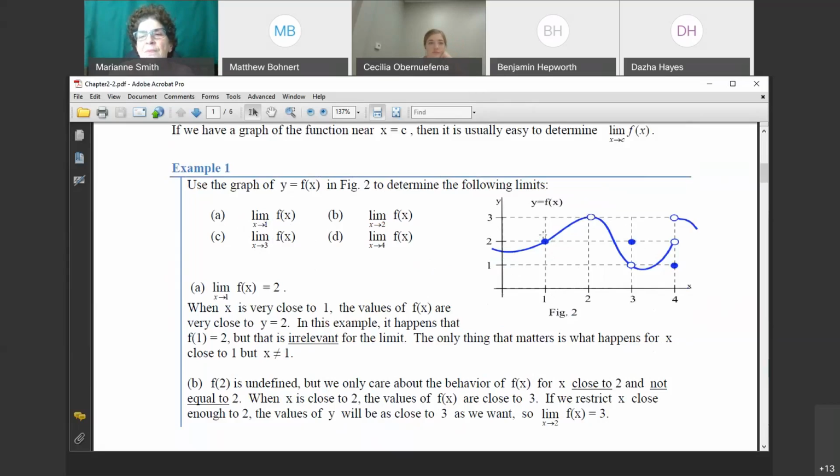Here's x equals 1. There's nothing weird about the graph here at all. There's a filled-in circle here, which means the graph is defined at that value. So as I come riding along the graph from the left and I approach x equals 1, what y value do I get close to? Anybody want to type it in the chat? As x approaches 1, what y value am I getting close to?